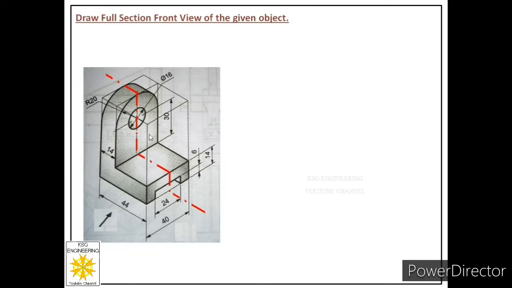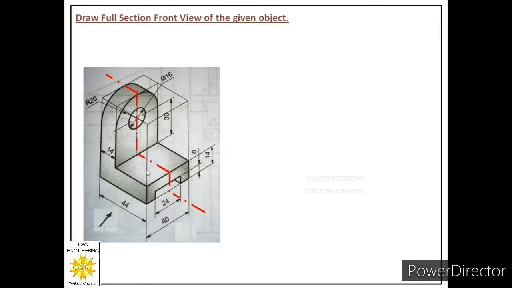Now in order to draw its full section front view, first of all we will identify its front view, and after that we will convert that front view into full section front view. So let us first identify its front view. We know when we look at this object from the front, we will see one visible face and we have to represent one hidden face and one hidden hole in the front view.